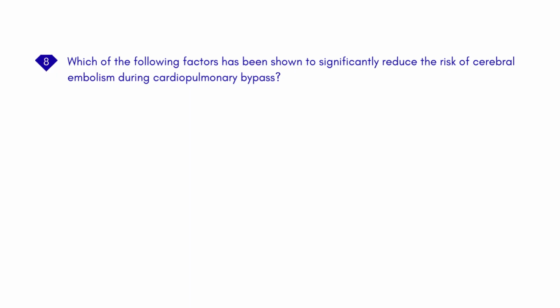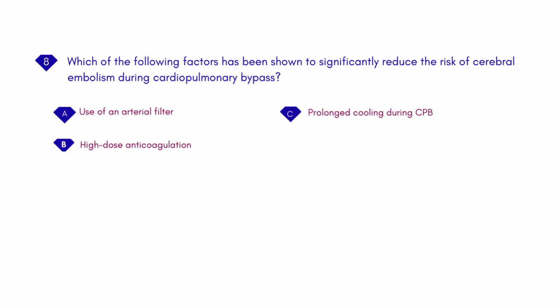Which of the following factors has been shown to significantly reduce the risk of cerebral embolism during cardiopulmonary bypass? A. Use of an arterial filter. B. High-dose anticoagulation. C. Prolonged cooling during CPB. D. Use of pulsatile perfusion. Answer: A. Use of an arterial filter.